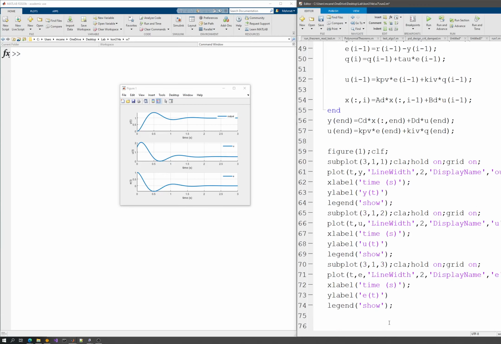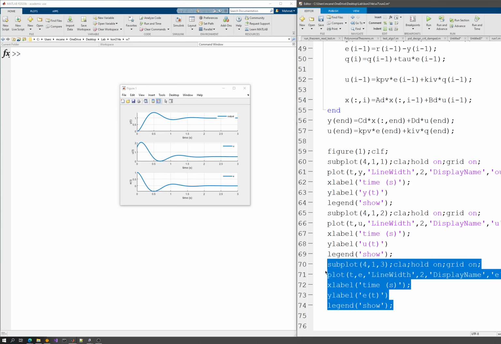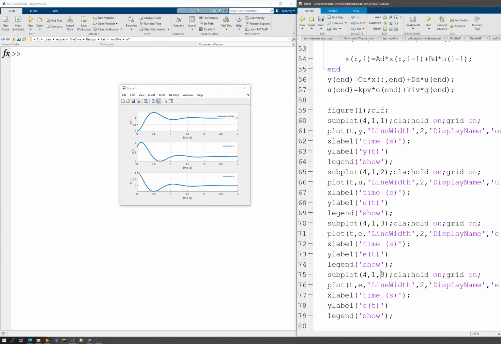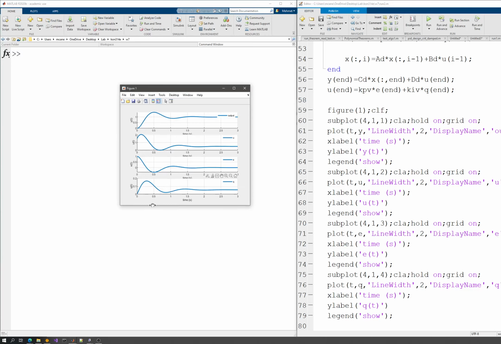Now at this point, let me generate a 4x1 plot here, so I can include my integrator. So this should be Q, this should be Q, this should be Q, and this is basically the integrator. Now I will see what the output of the integrator part of my controller is.